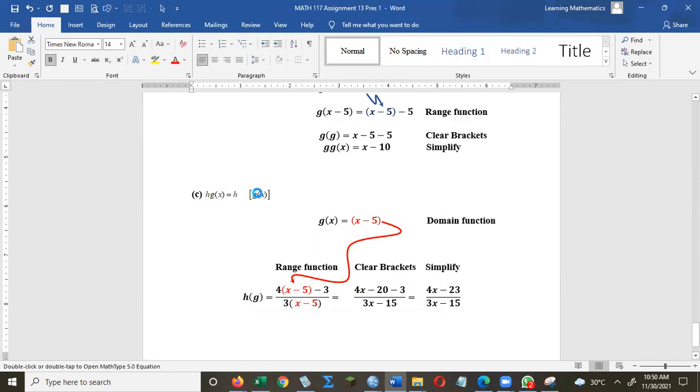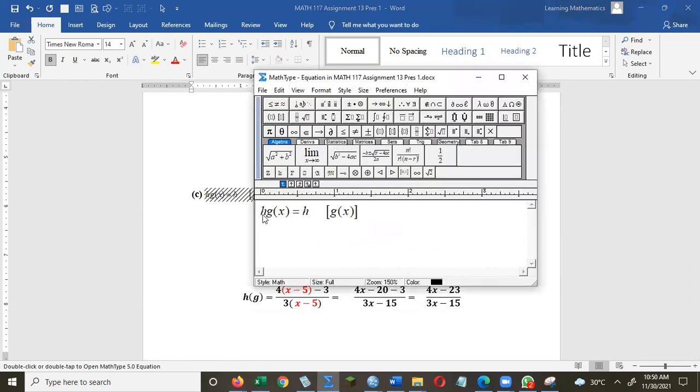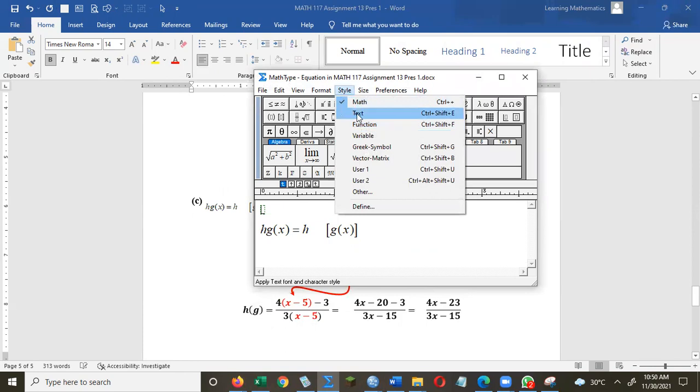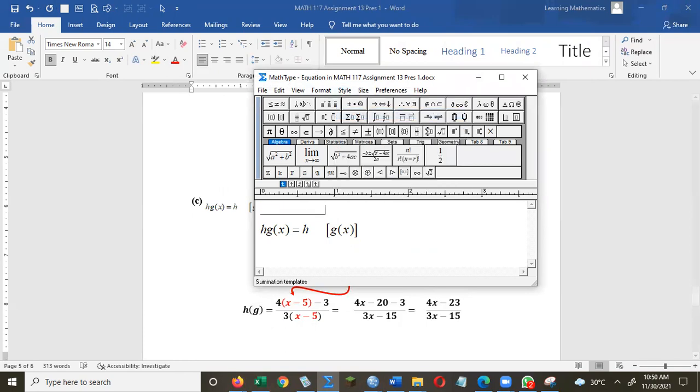You can even make a little summary right there with this. The domain function is always on the right, and it will have to go into the range function, which is on the left.